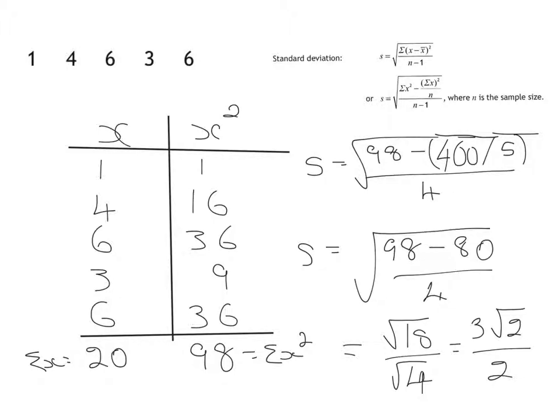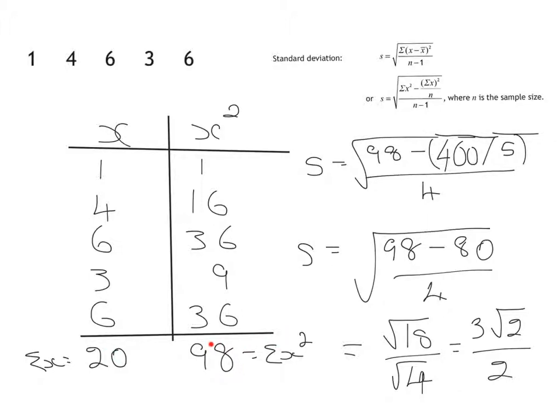So second method, set up your table. You get your x and you get your x squared. List your data, square it. Add them all up. So the sum of x is equal to 20. Add all them up. And the sum of x squared is equal to 98. So sum of x, 20, sum of x squared, 98.